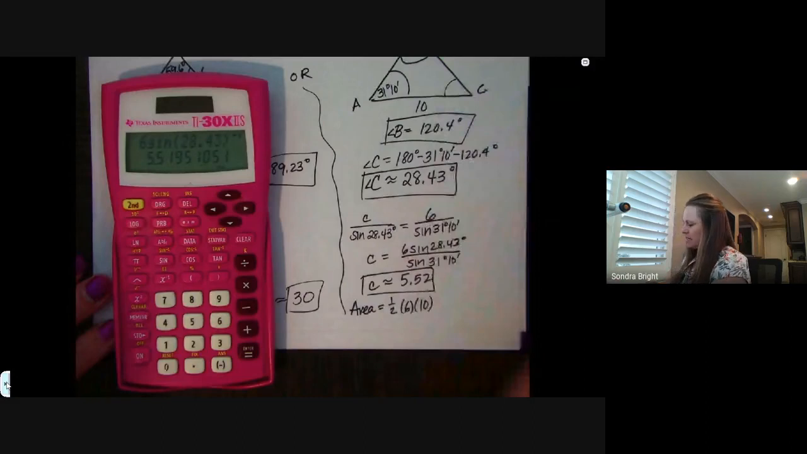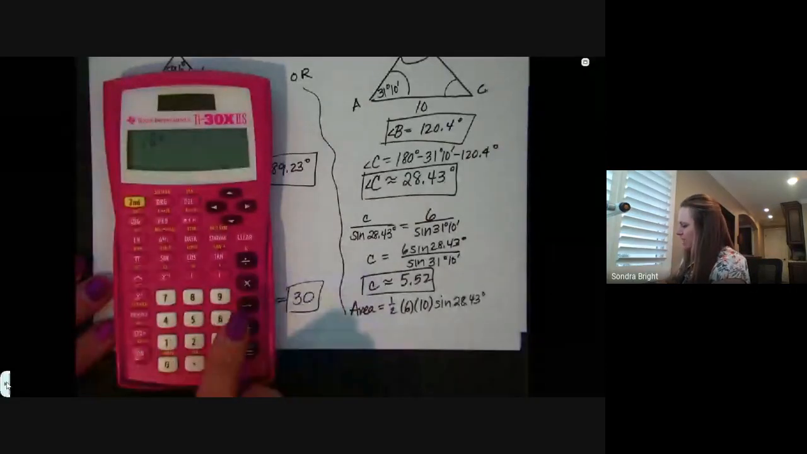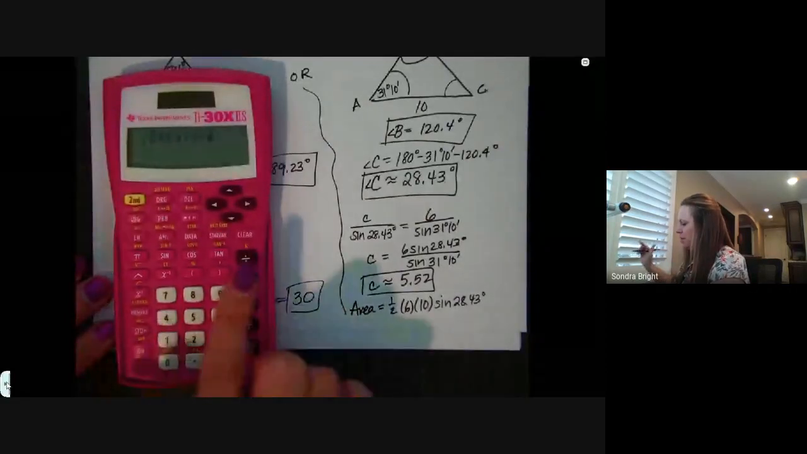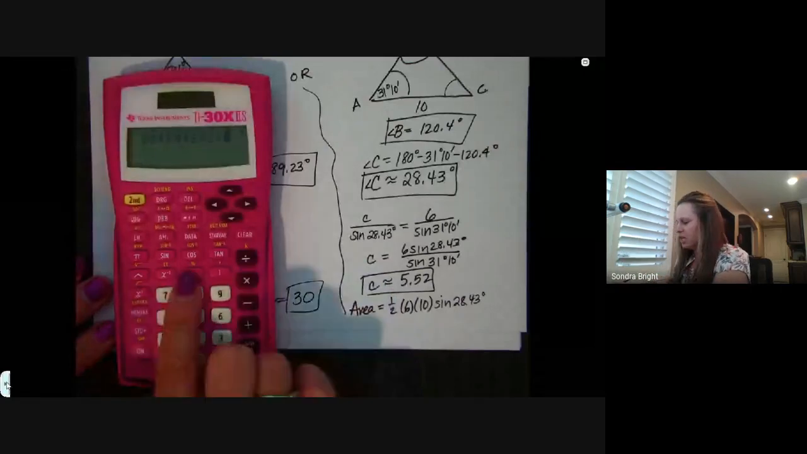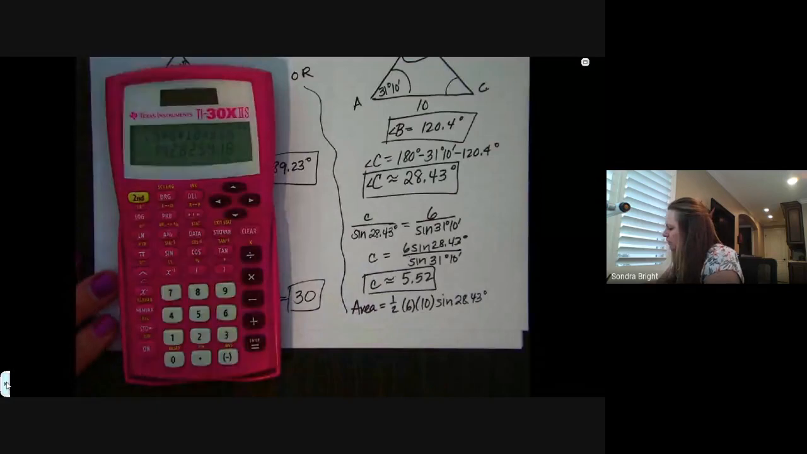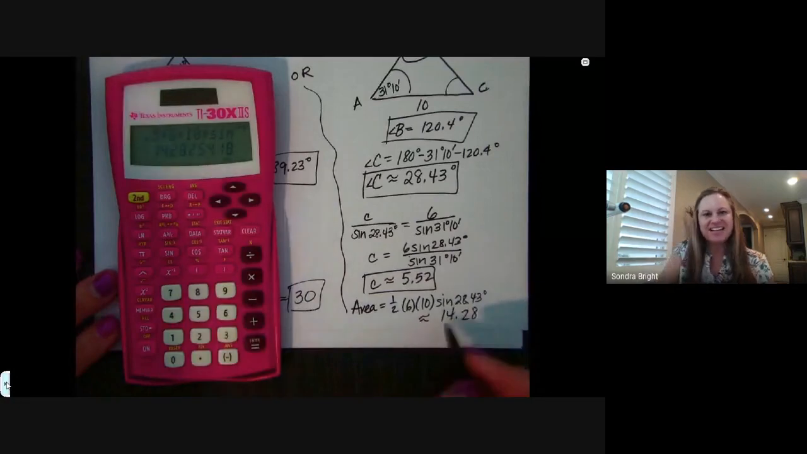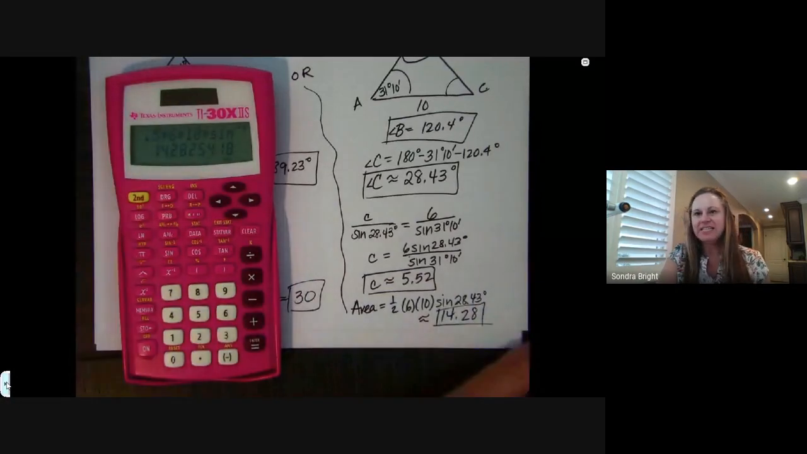All right, so I got 0.5 times 6 times 10 times sine of 28.43. 14.282, which means I'm going to say it's about 14.28 square units, right? All right. Yay. That's it for section 6.